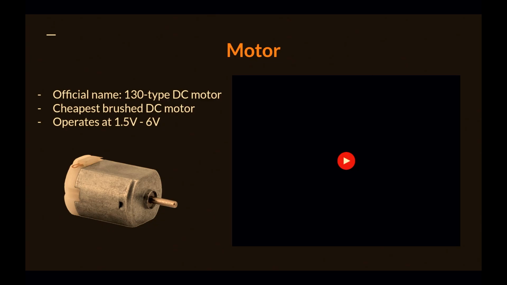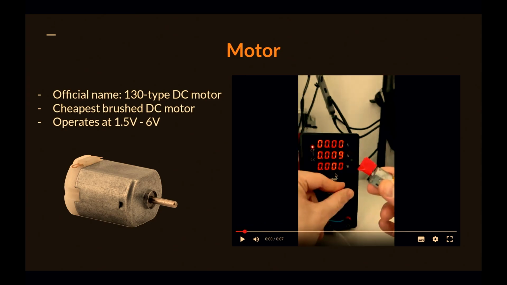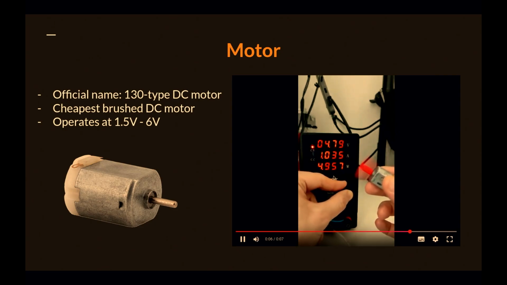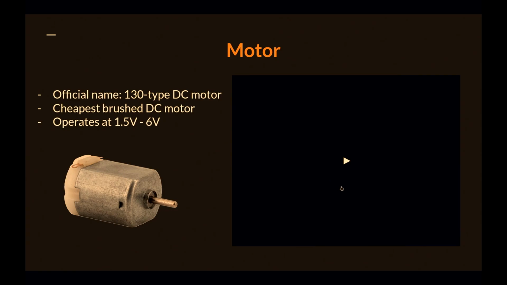The official name is 130 type. It works in the range of voltages 1.5 volts to up to 6 volts. I recorded this video for you. So what I have here, I have my power supply, and I can choose the voltage of the output. And directly to this power supply, I connected my motor. So let's see how it works. So I think you got the idea. So the more volts we apply to the motor, the faster it will rotate.